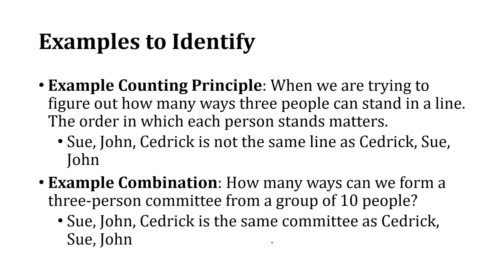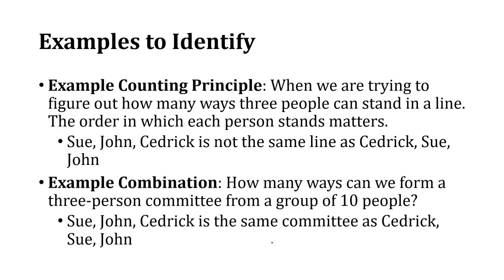So an example of a problem for a counting principle: how many ways can 3 people stand in a line? The order does matter. If we have Sue, John, and Cedric in a line, but then we change it to Cedric, Sue, and John, are they the same line? No, they're in a different order. So order matters with the counting principle.